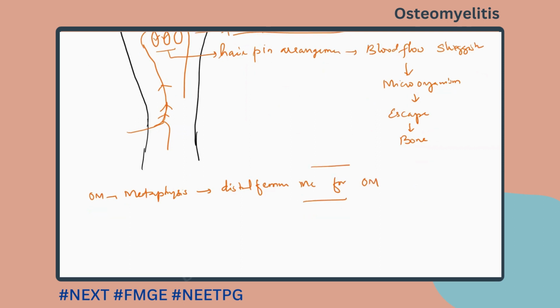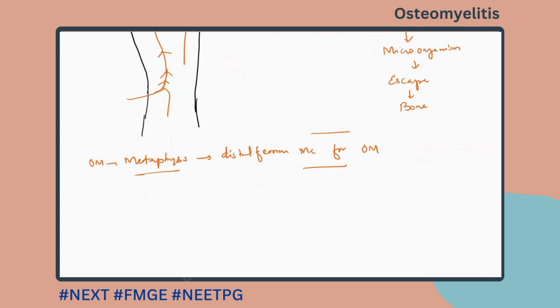Okay. So osteomyelitis is common in the metaphyseal region. Which bone? Especially the distal femur is the most common site for osteomyelitis. So these are very, very important points. These are frequently asked MCQs. After the distal femur, the proximal tibia is the second most common site for osteomyelitis.